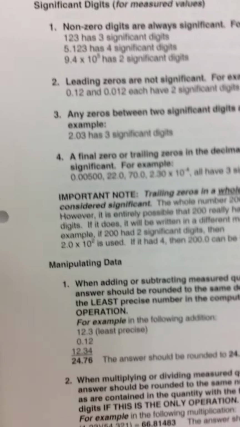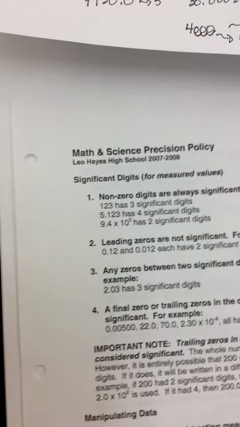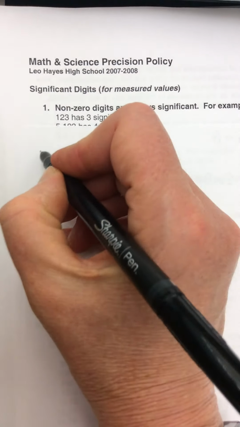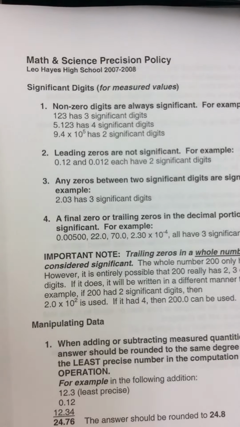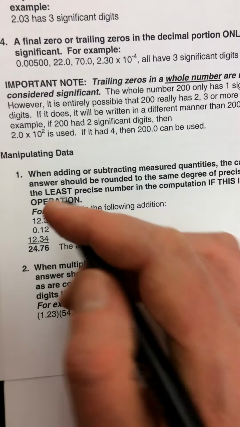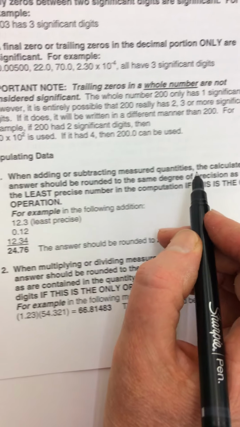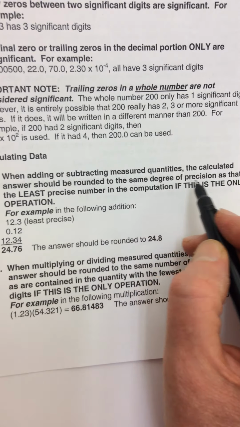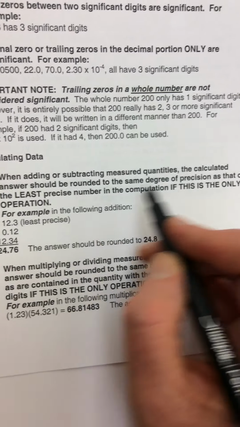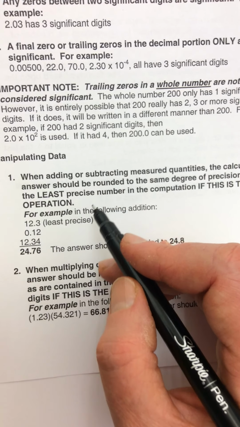Now we will need to talk about adding and subtracting. So what's the rule for adding and subtracting, multiplying and dividing? So for adding and subtracting, it's kind of weird wording, so we'll read it and then I'll translate it. When adding or subtracting measured quantities, the calculated answer should be rounded to the same degree of precision as the least precise number.